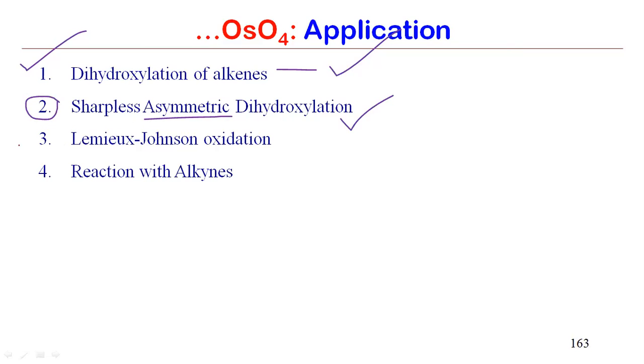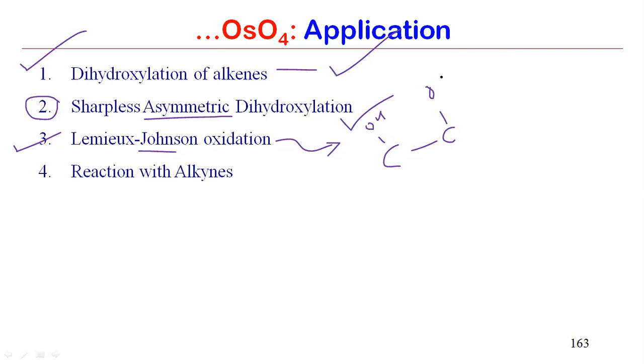Then we have the Lemieux-Johnson oxidation reaction. Here, cleavage of the double bond takes place, and with the help of an oxidizing reagent, which is sodium periodate in this case, it cleaves this dihydroxylated carbon-carbon bond. This carbon-carbon bond is cleaved by this sodium periodate. So we'll talk about this also.